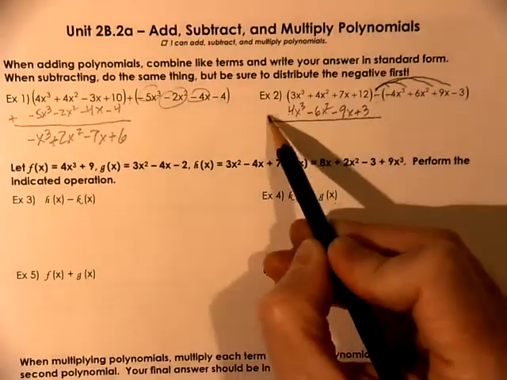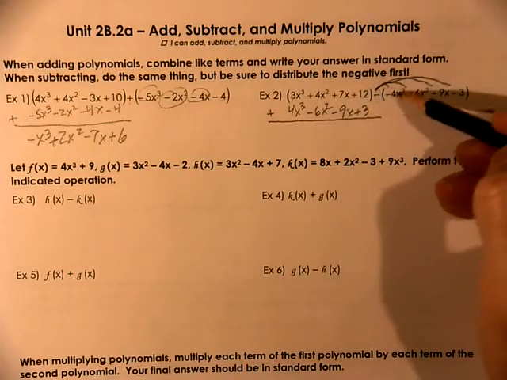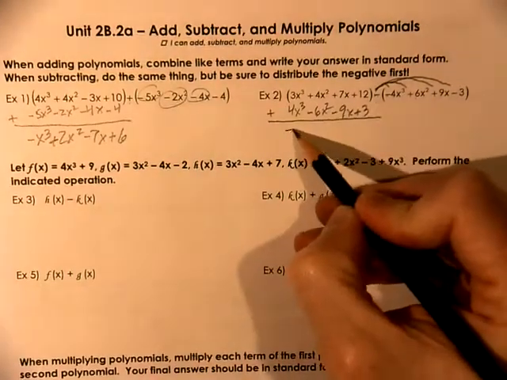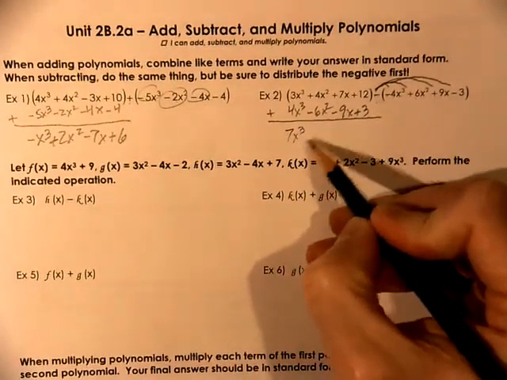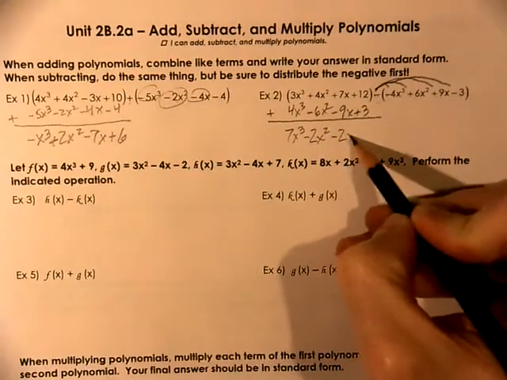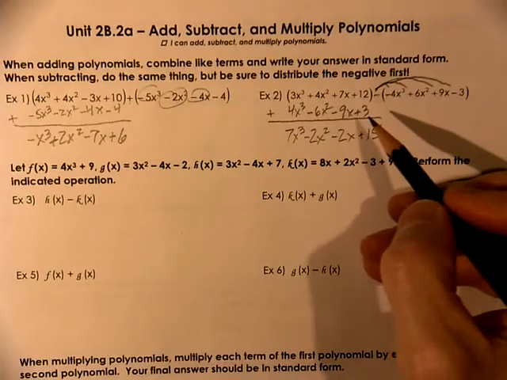And then we add these two polynomials. We group the like terms together. We've already used the negative. We've already done this subtraction. So that is 7x cubed minus 2x squared minus 2x plus 15.